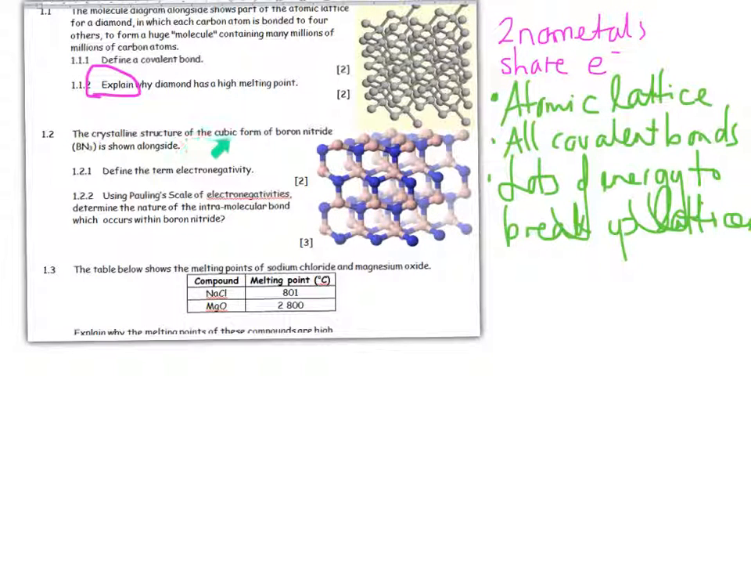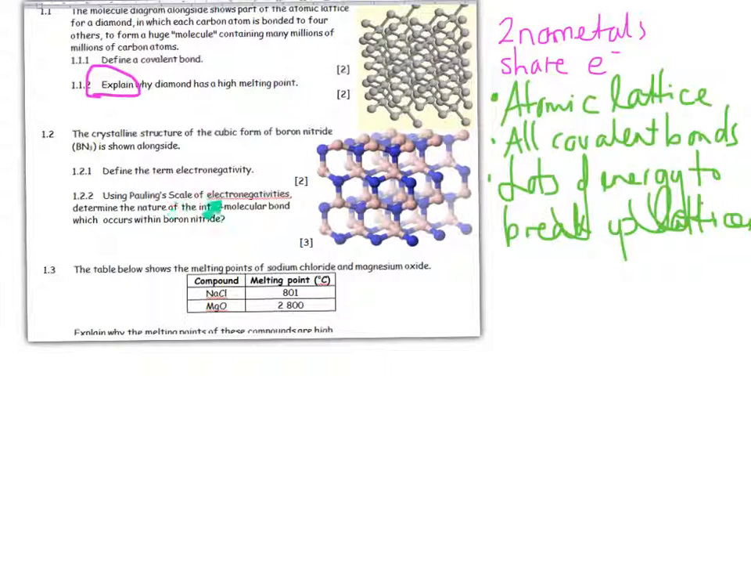1.2, the crystalline structure of a cubic form of boron nitride, BN3, is shown alongside. Define the term electronegativity. Well, we've had this so many times, I think everyone got it right. It is the measure of the tendency of an atom to attract a bonding electron pair. If you say it's a bonding electron pair, it's obviously in the bond already. And you have to have an electron pair, not just one electron.